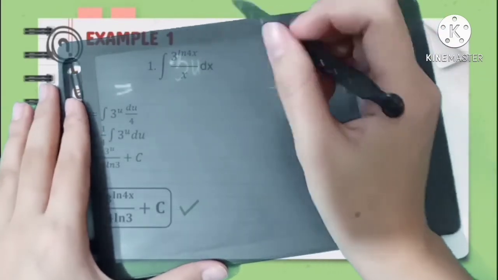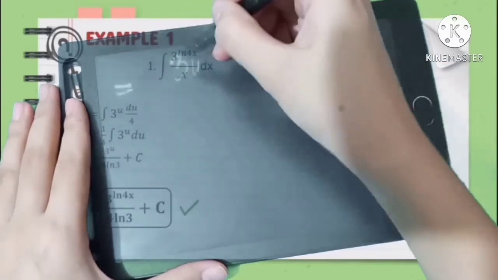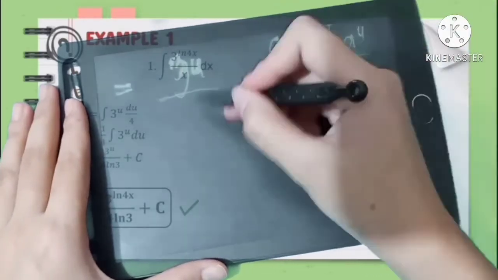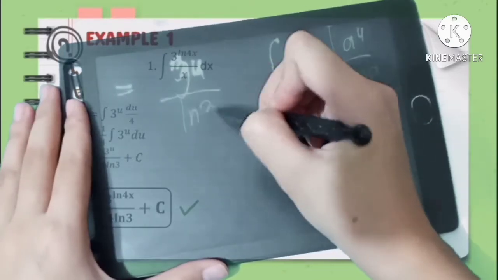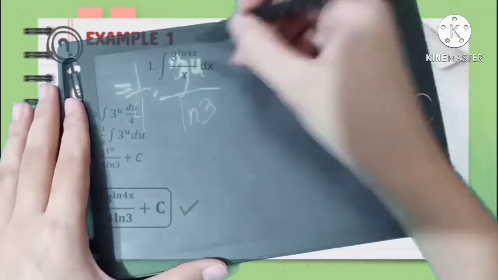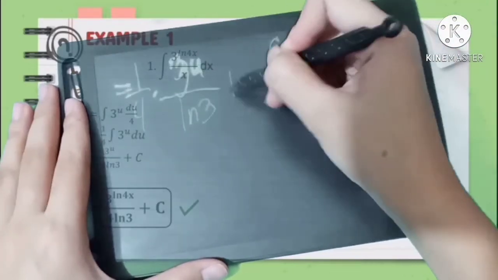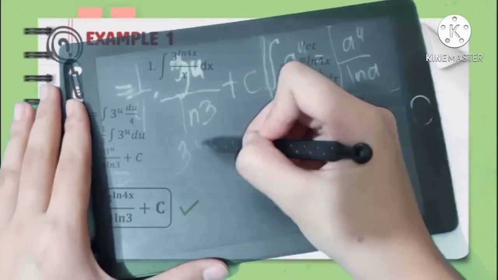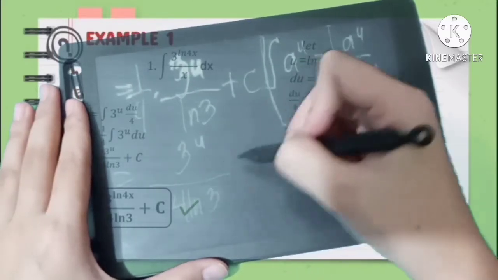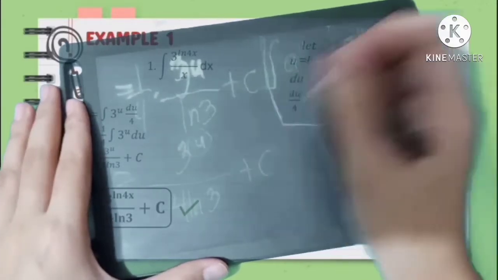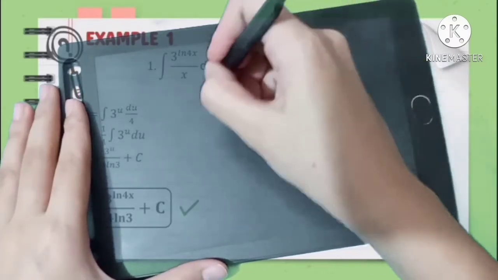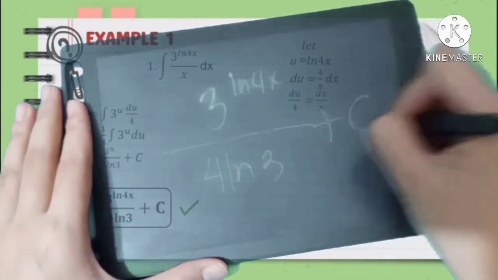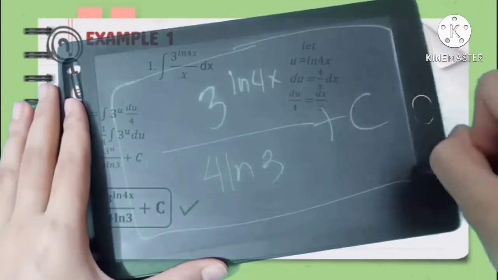So, that would be 3 raised to u over ln a. So, that would be ln 3, right? So, di ba may 1/4 dito? Times 3 raised to u over ln 3 plus c. So, that would be 3 raised to u over 4 ln 3 plus c. And that would be the answer, pero i-substitute muna tayo yung u. So, that would be 3 raised to ln 4x over 4 ln 3 plus c. And that would be our final answer.